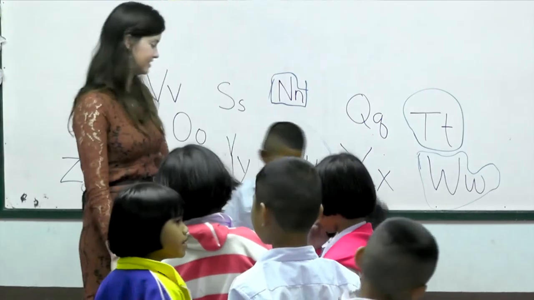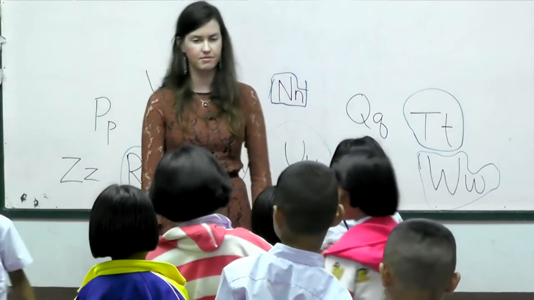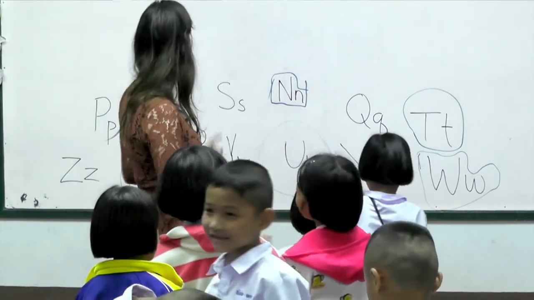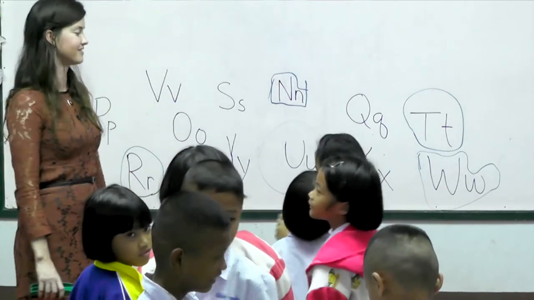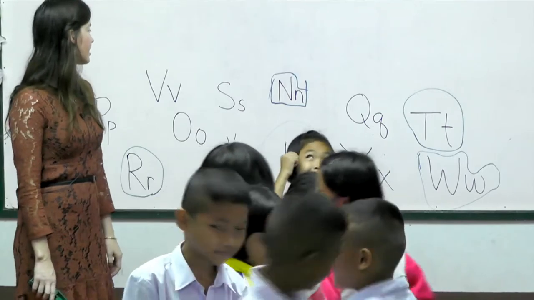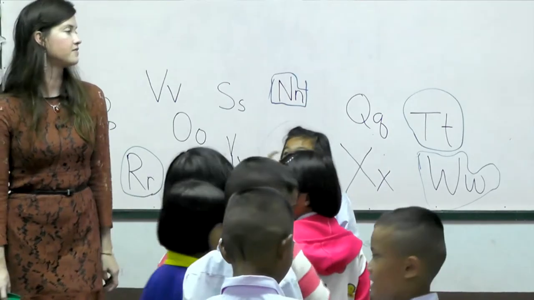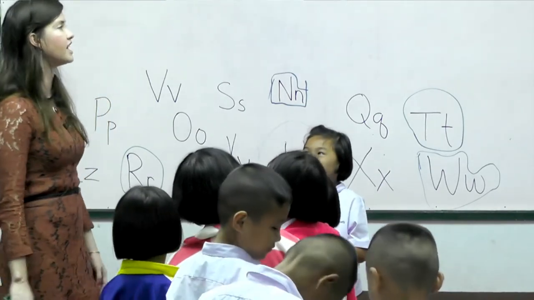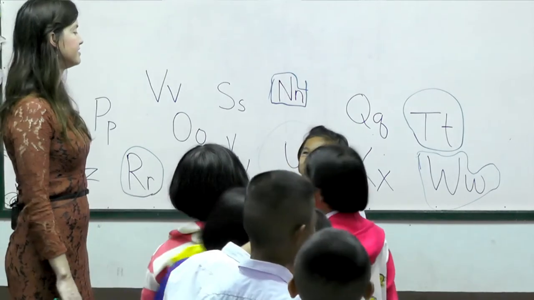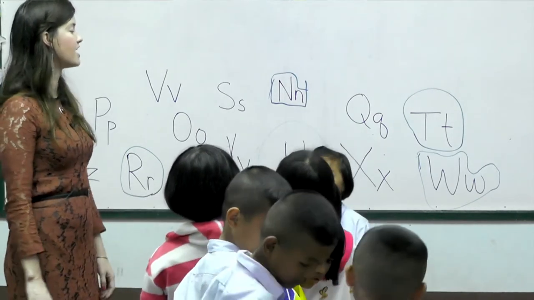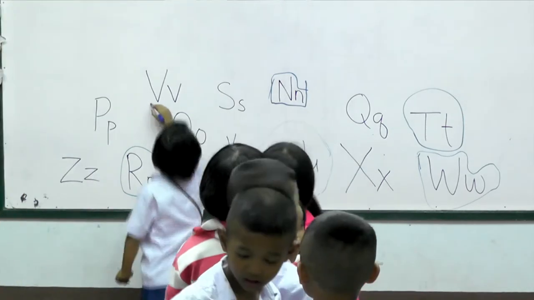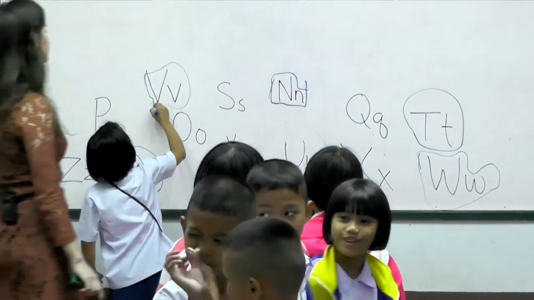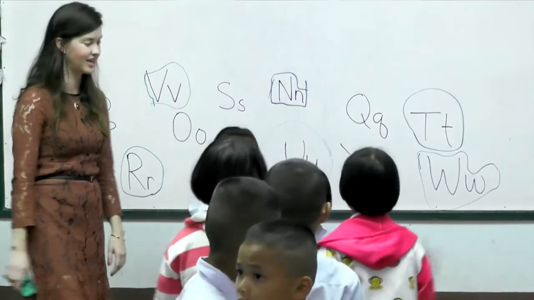Okay, this time, has everybody got a turn? Okay. Turn around. Can you find the sound for us? V, V, van. Go. There it is. What letter makes the V sound? V, that's right. Good job.